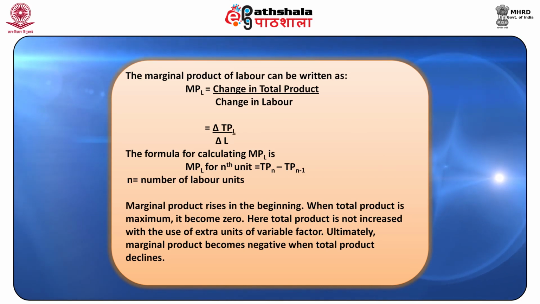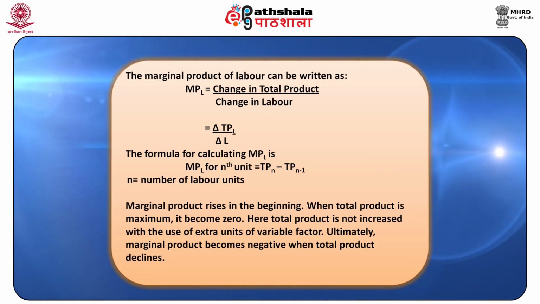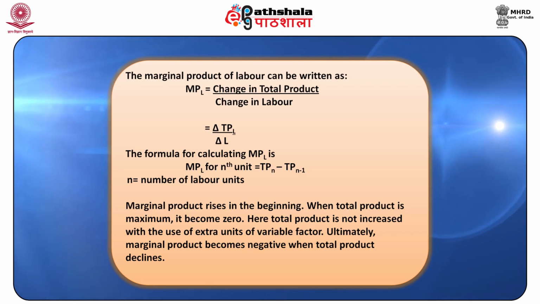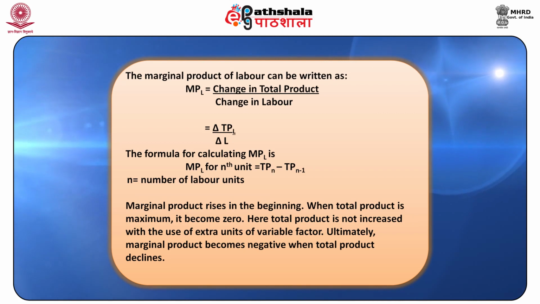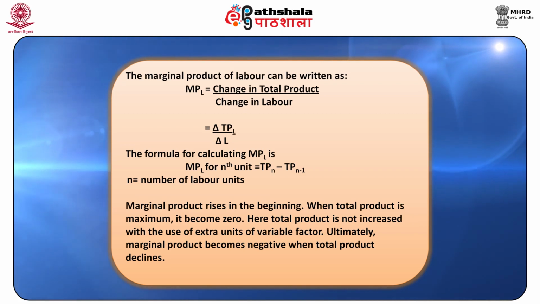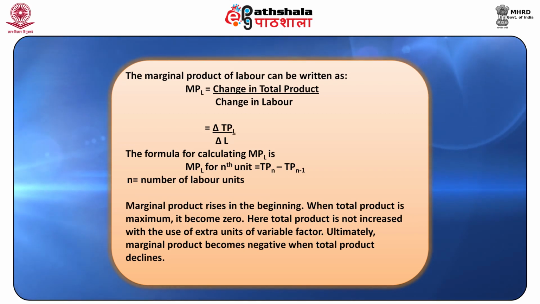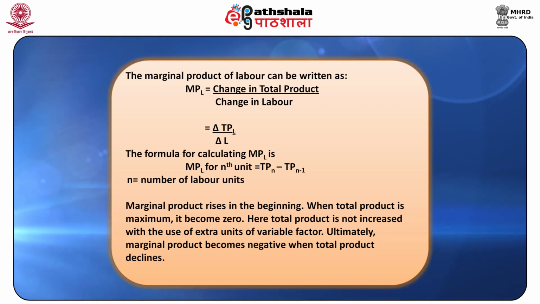Marginal product rises in the beginning. When total product is maximum, it becomes 0. Here, total product is not increased with the use of extra units of variable factor. Ultimately, marginal product becomes negative when total product declines.